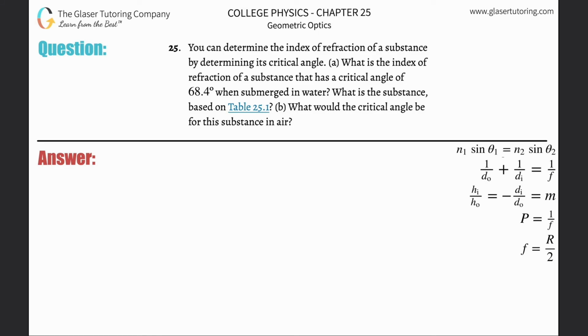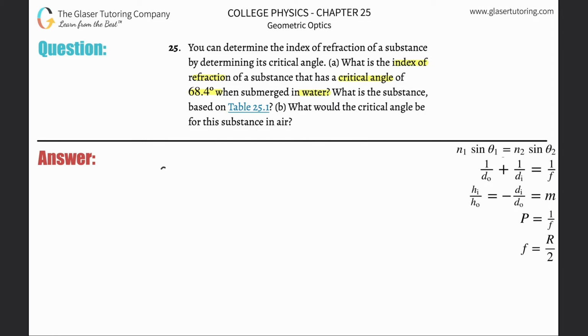Number 25. You can determine the index of refraction of a substance by determining its critical angle. Letter A. What is the index of refraction of a substance that has a critical angle of 68.4 when submerged in water? What is then this substance? All right. So if you're thoroughly confused on the wording of this and how to think through it, so am I. So I guess we're in the same boat.